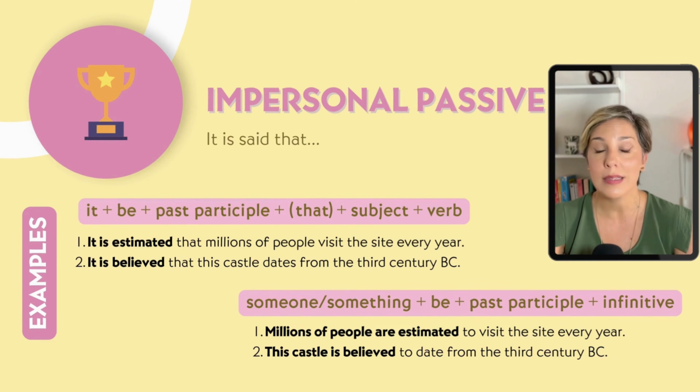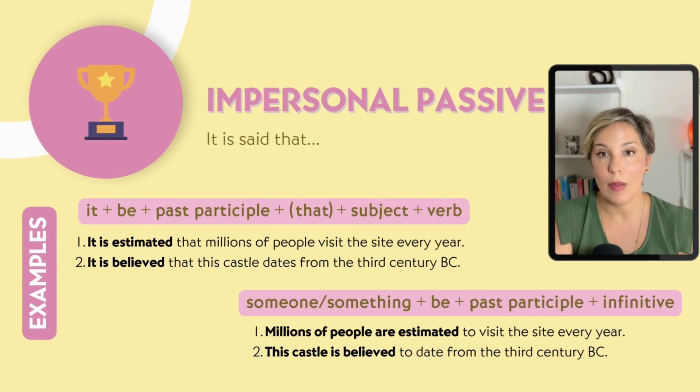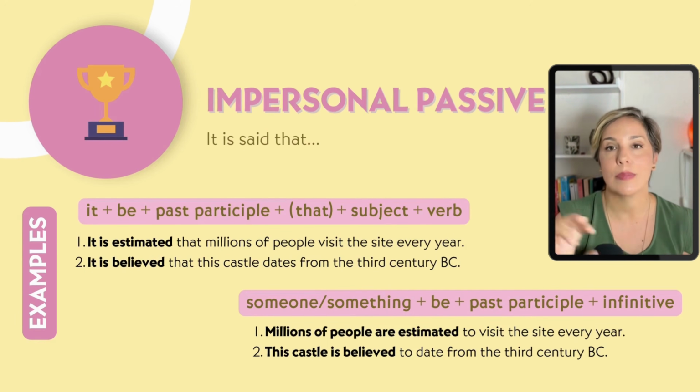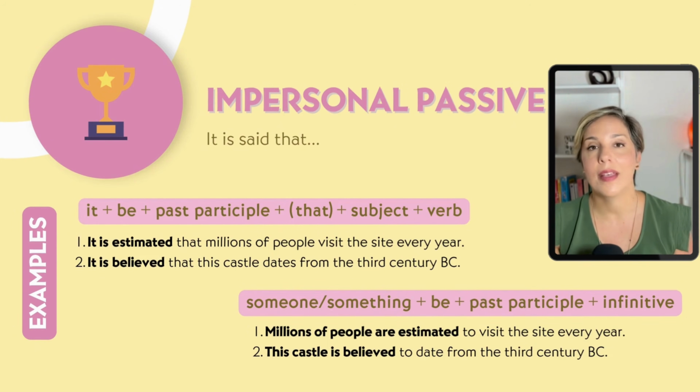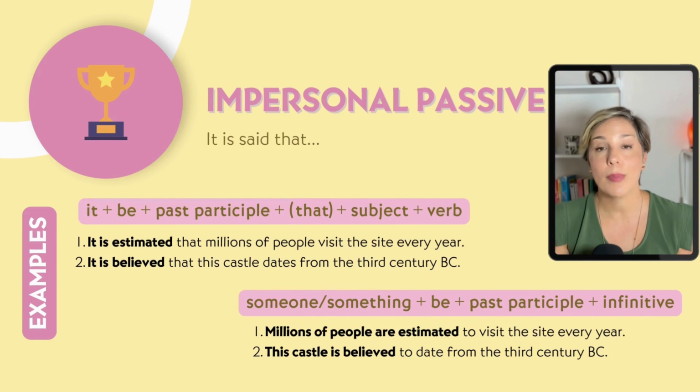But you can also make it a little bit more complex, which is actually my favorite because it requires a little more effort. You can change it by using someone or something, followed by be, followed by the past participle, followed by the infinitive with to. So you can say, millions of people are estimated, or this castle is believed. As you can see, the someone or the something becomes the subject of the sentence: millions of people, then the verb to be, are, then the past participle, estimated, followed by the to infinitive, to visit, or in the case of the castle, to date from the 3rd century before Christ.